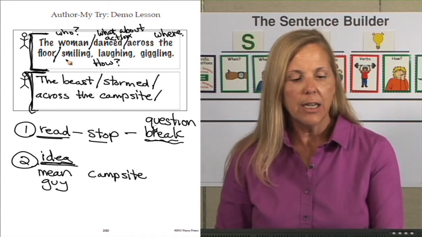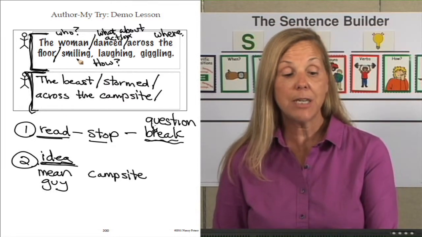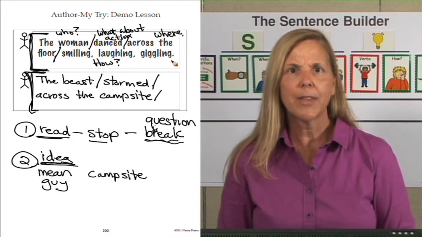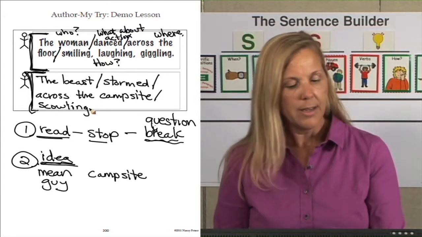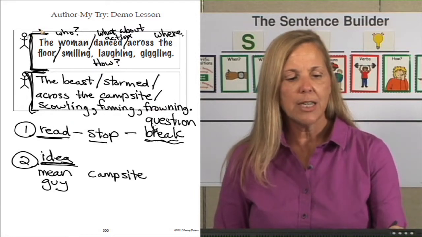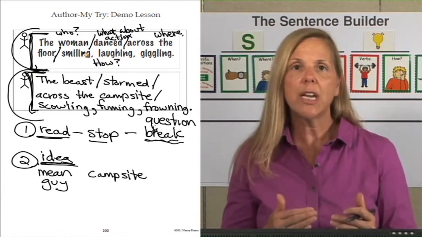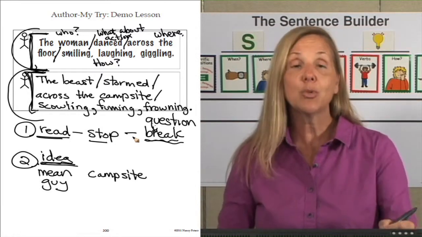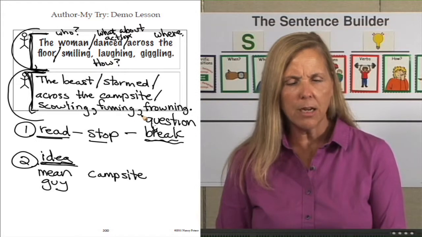So we're taking smiling, laughing, giggling to show that this woman was all happy and jovial, and we want to use this same technique but use words that are going to show how he's a brute and a beast and a bully. So what was he doing? How did he storm across the campsite? And we came up with scowling, fuming, frowning. We've taken this author's style, used it as mentor text, and created a completely different sentence using our idea, in which we have this mean bully, angry and mad, ready to pop. Let's read our new sentence. The beast stormed across the campsite, scowling, fuming, frowning.